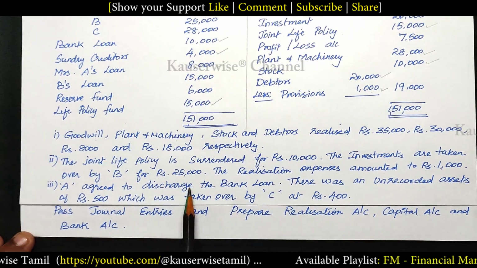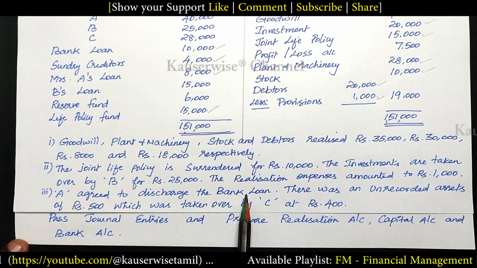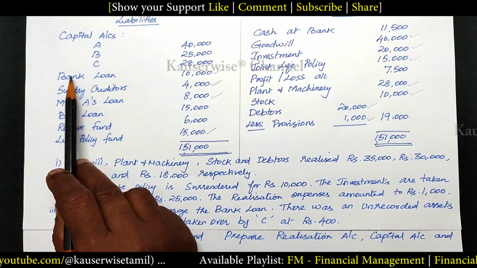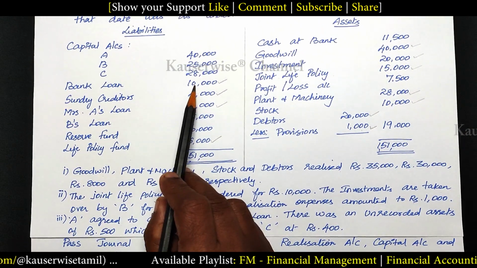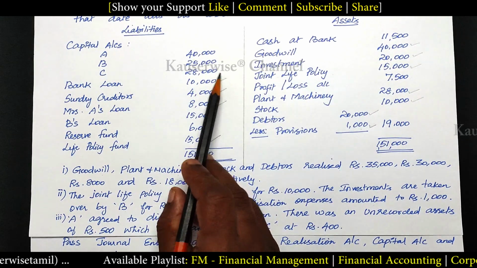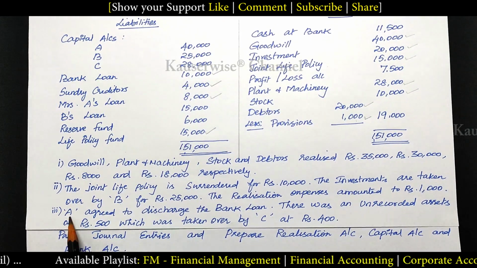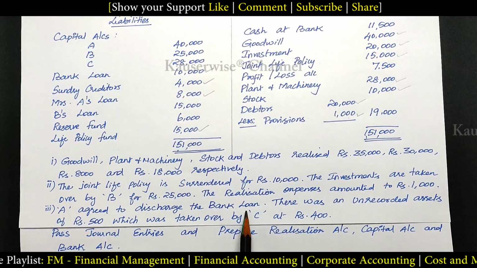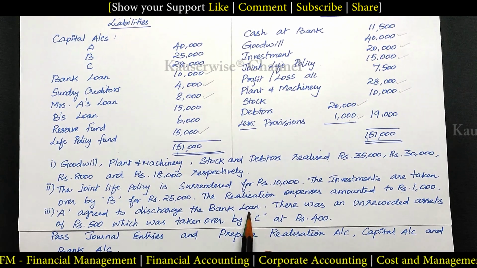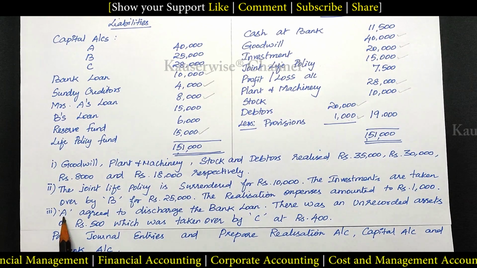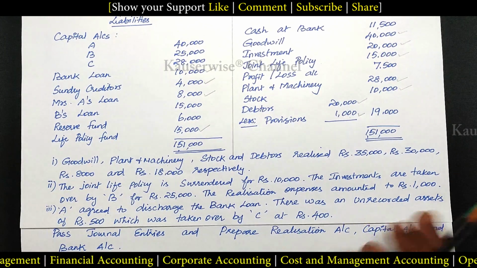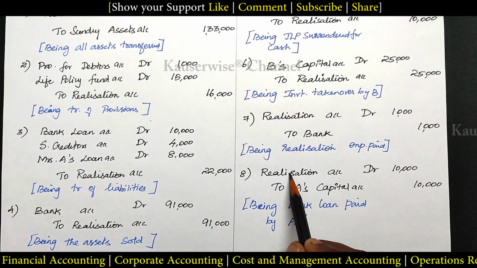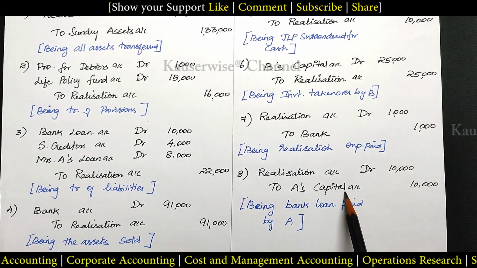A agrees to discharge the bank loan. So here we have bank loan. This is one of the third party liabilities, but this particular liability is taken up by A. A agrees to discharge this particular liability. So what is the entry? Instead of bank, we need to enter the particular partner's capital account. Payment. See the entry. Realization account debit to A's capital account.